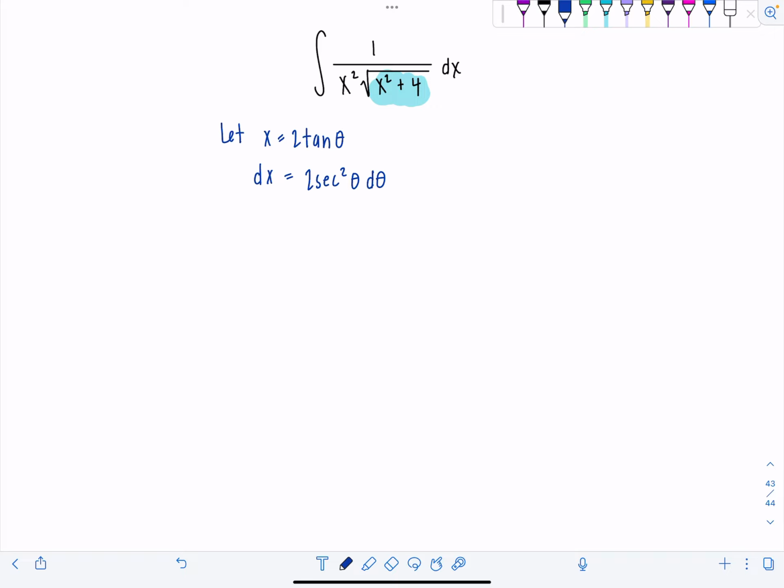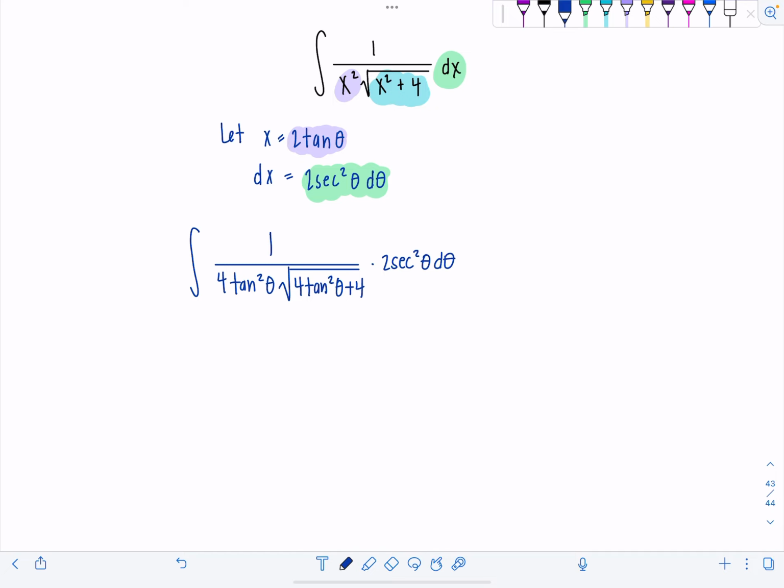So now we're ready. We can rewrite our entire integral in terms of thetas instead of x. We have 1 over x squared, which is going to be 2 tan theta quantity squared, so it's going to become 4 tan squared theta. Then I have the square root, and instead of x squared plus 4, that's going to be 4 tan squared theta plus 4. And then my cute little dx becomes 2 secant squared theta d theta.